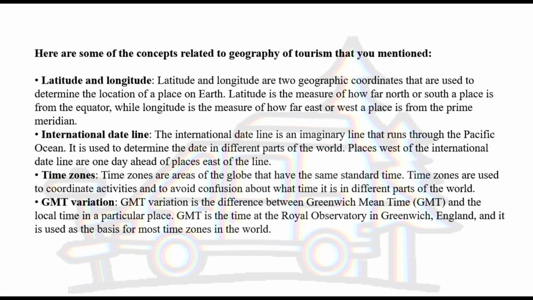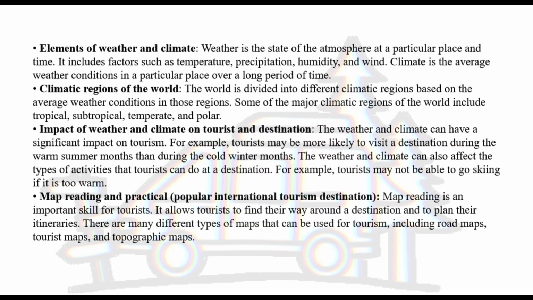GMT variation. GMT variation is the difference between Greenwich Mean Time, GMT, and the local time in a particular place. GMT is the time at the Royal Observatory in Greenwich, England, and it is used as the basis for most time zones in the world. Elements of weather and climate.